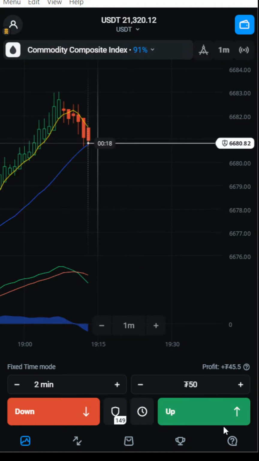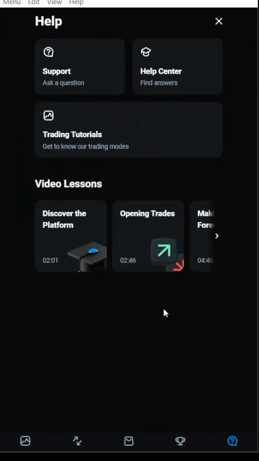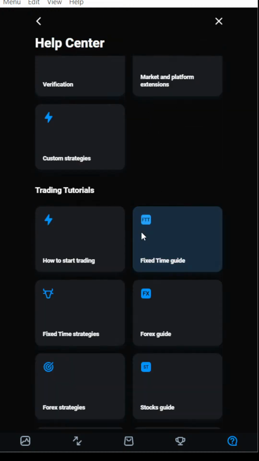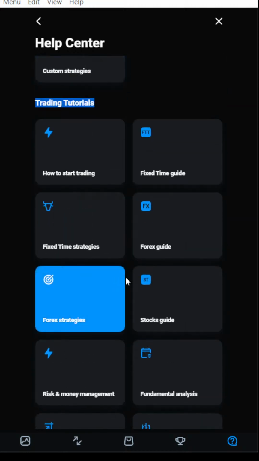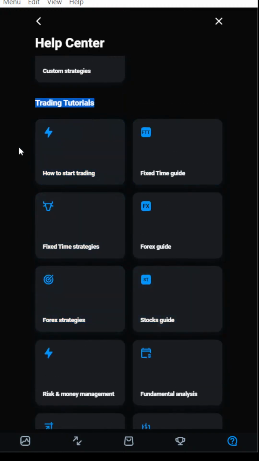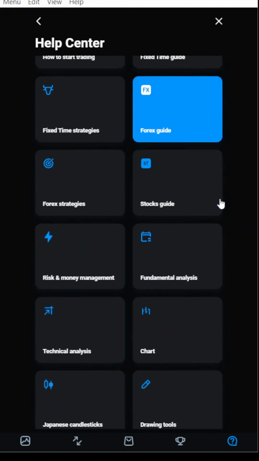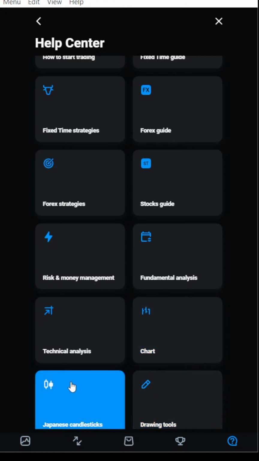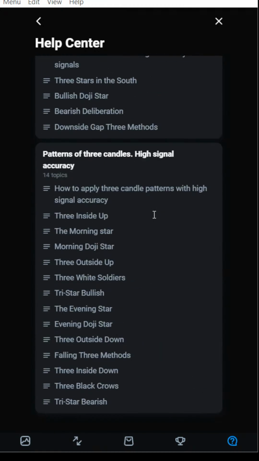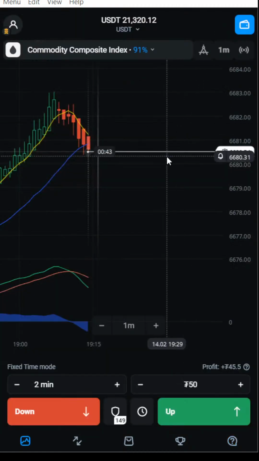However, one more thing I would like to suggest you, here is a help section. You need to go to the help section, and here we have the help center. In the help center we have 2-3 segments. Segment number 1 we have a user guide. Segment number 2 we have trading tutorials. In the trading tutorials we have everything: strategies, indicator, oscillator, how to trade, where to trade, how to use the drawing tools, how to use the advanced technical analysis, and the Japanese candlestick. So you can find each and every detail of the Japanese candlesticks. Everything is there. It's definitely going to help you.